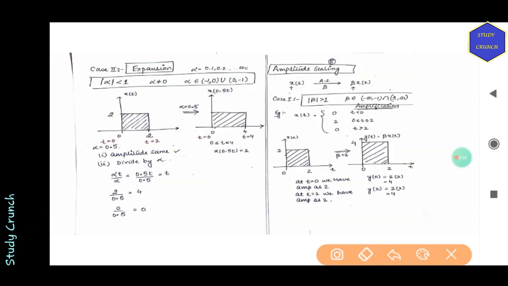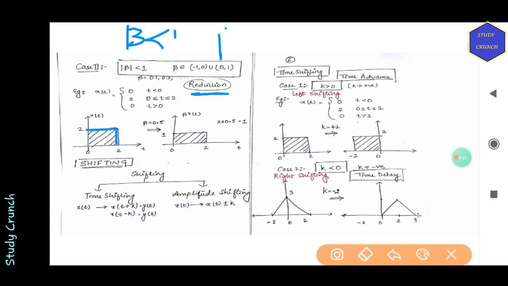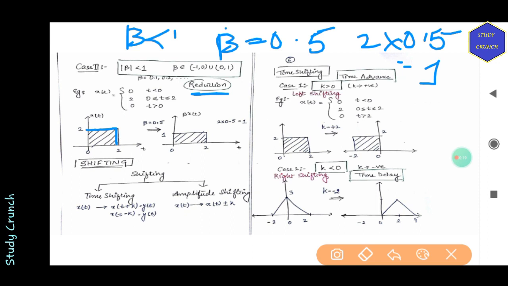Now there is case 2 when beta is less than 1, that is reduction. So here as well we'll do the same thing. We are taking beta as 0.5, so 2 into 0.5 will give us 1. Similarly the amplitude will be reduced.